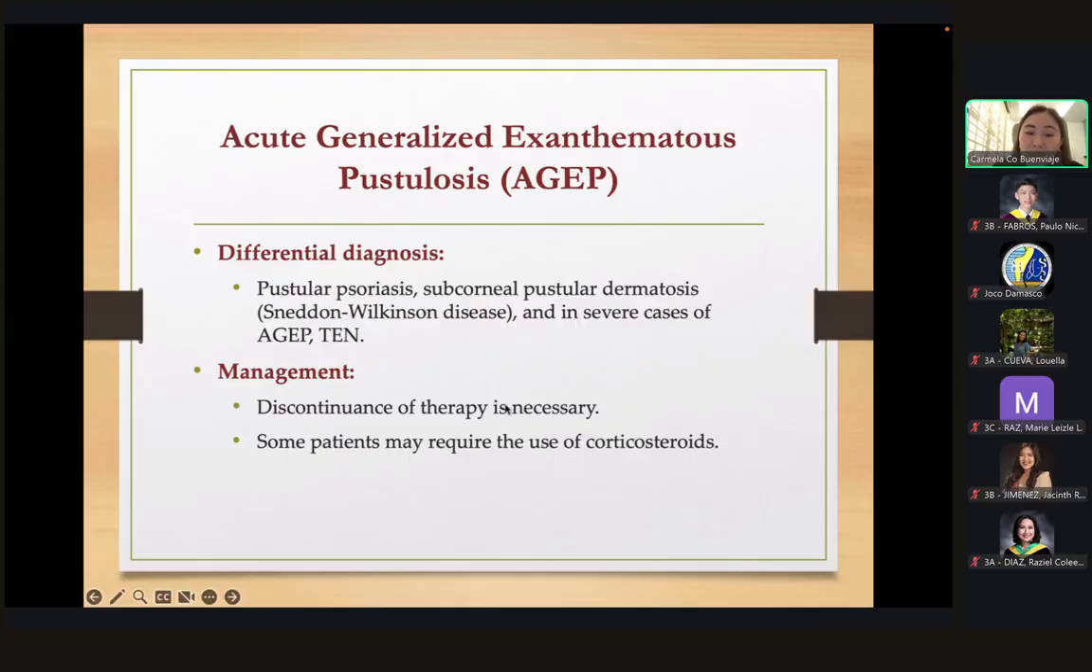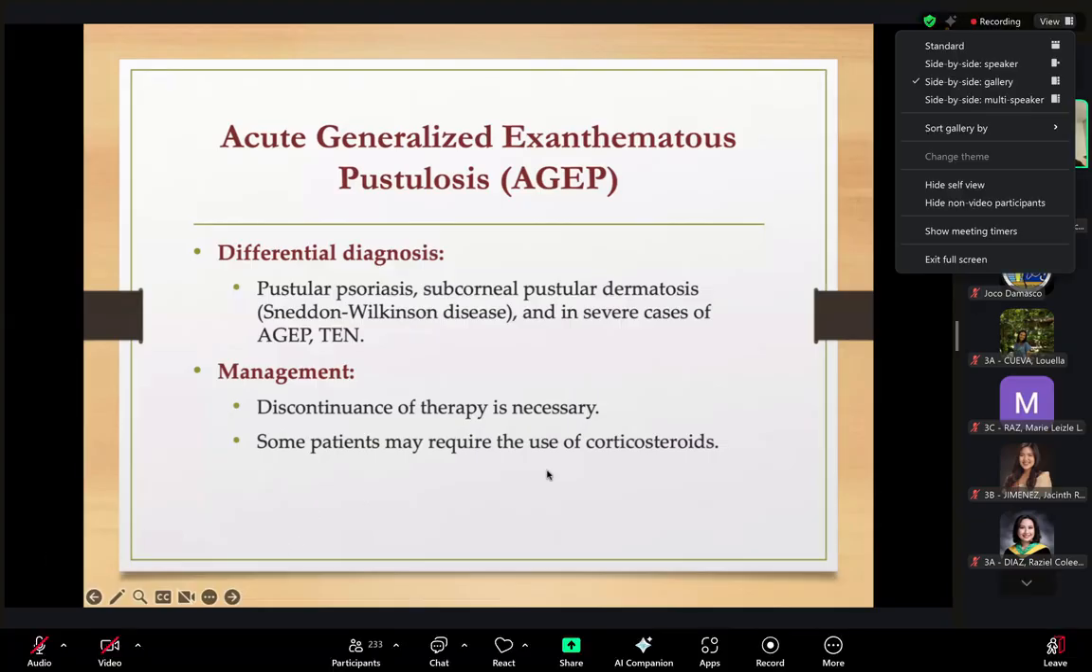Okay, so for the management, just like all the drug eruptions, discontinuance of therapy is necessary. And some patients may require the use of corticosteroids. So it depends on the case. Not all patients should be given corticosteroids.